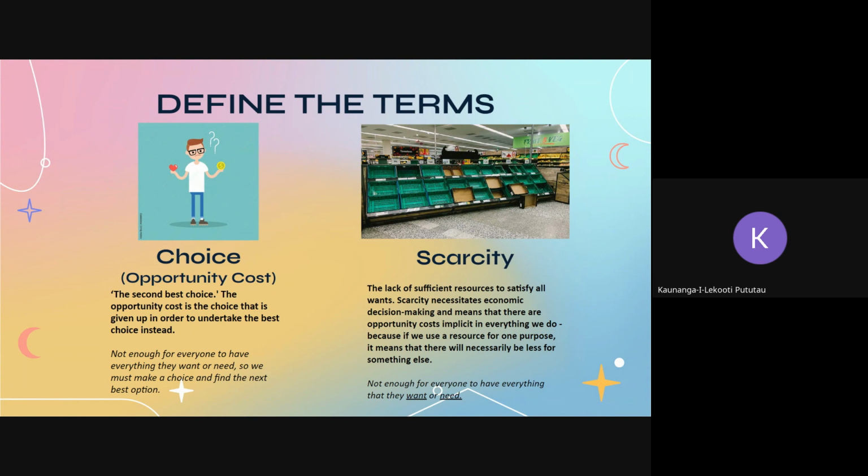The second term that we chose is scarcity. In the economics dictionary, it states that scarcity is the lack of sufficient resources to satisfy all wants. Scarcity necessitates economic decision making and means that there are opportunity costs implicit in everything we do, because if we use a resource for one purpose, it means that there will necessarily be less for something else. The kid friendly term that we will use with our children to identify the meaning of scarcity would be not enough for everyone to have everything that they want or need.